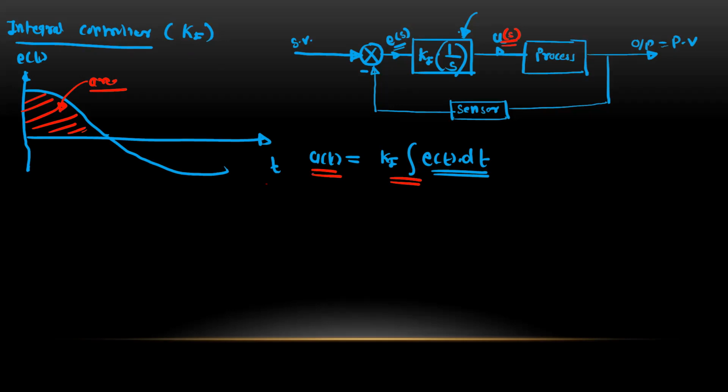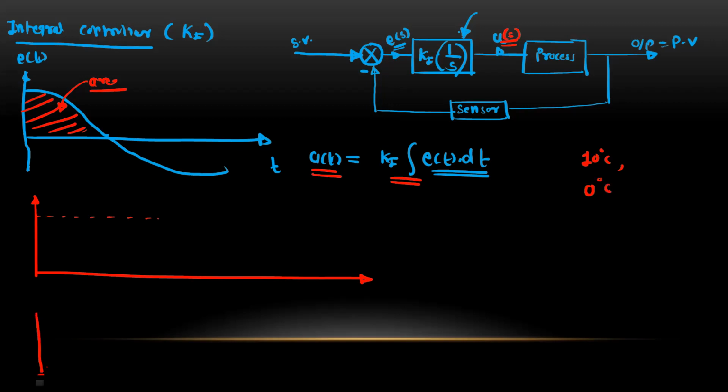Okay, so how this action is being taken, we can understand with one example. Suppose we want to control the temperature to 10 degrees Celsius, and the actual temperature, that is the ambient temperature, is equal to 0 degrees Celsius. So here we have two graphs. The first graph represents the error, that is e of t. Here the error e of t is nothing but the difference between the process set value and the process value.